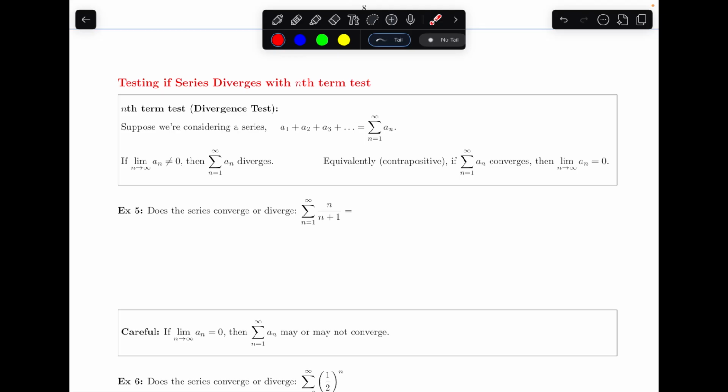like let's say the limit is 2, and I keep adding 2 and then something very close to 2 and something very close to 2, well, eventually that's going to be infinitely large. So I would expect the whole thing to diverge.